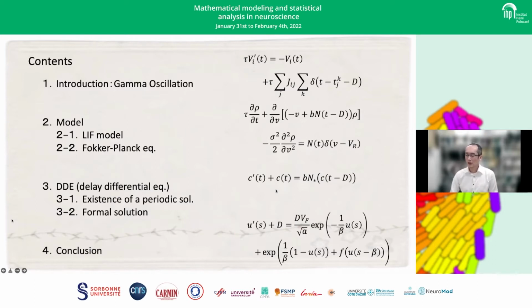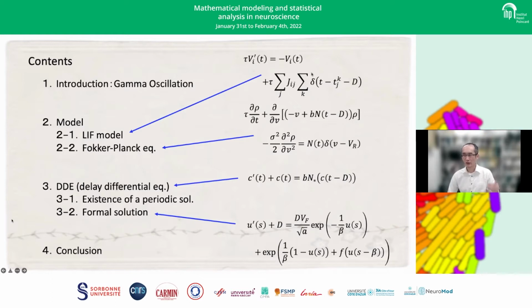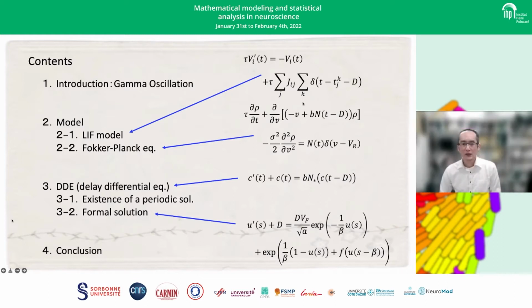Now I explain the relation between these equations. The first one is called the LIF model. It is a microscopic model which describes the dynamics of many neurons. From this microscopic model, we can derive the Fokker-Planck equation, which is the second equation. This derivation is already studied in Brunel's articles. This is the previous result.